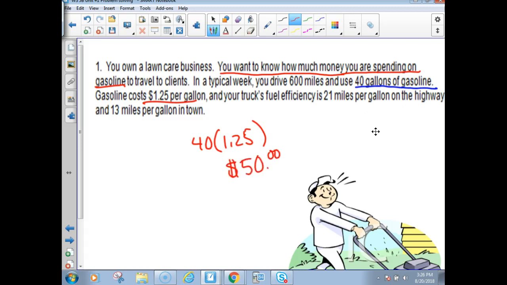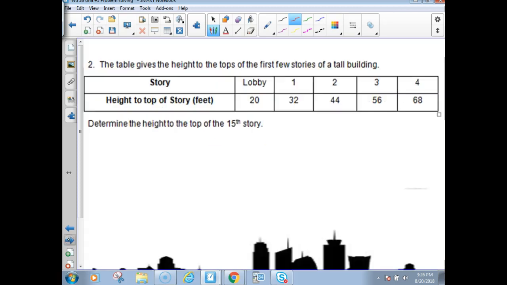Okay, now, could we figure out more information? Yes, we probably could, but we're not going to. We're going to move on because that's really what the question asks. How much are you spending on gas? All right, now this one, we got a little more thinking. We got a table, gives the heights to the tops of the first 2 stories of a tall building.